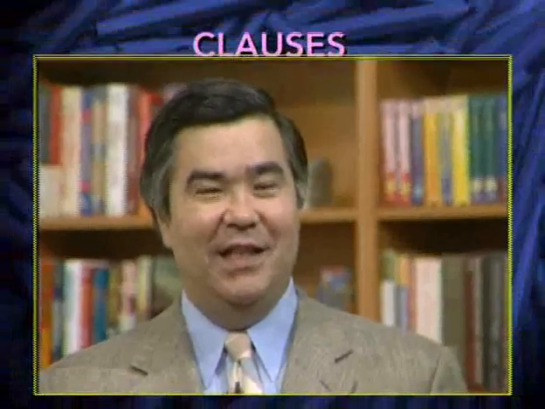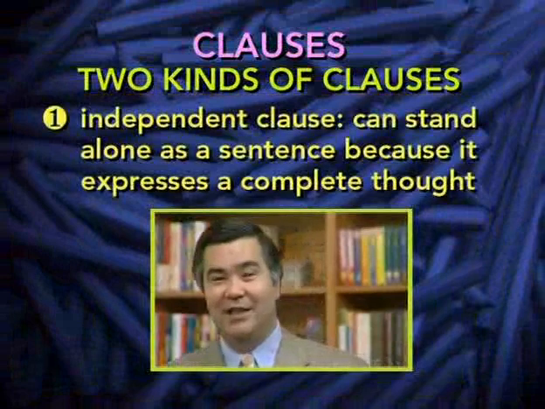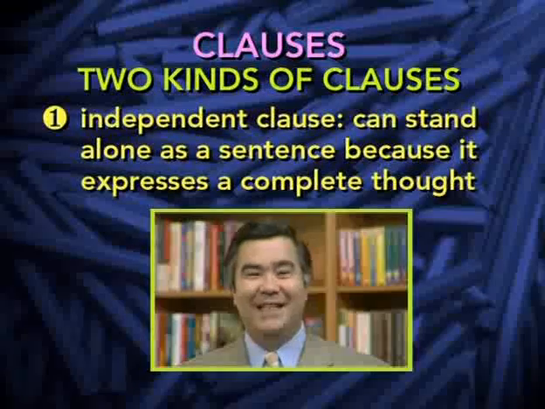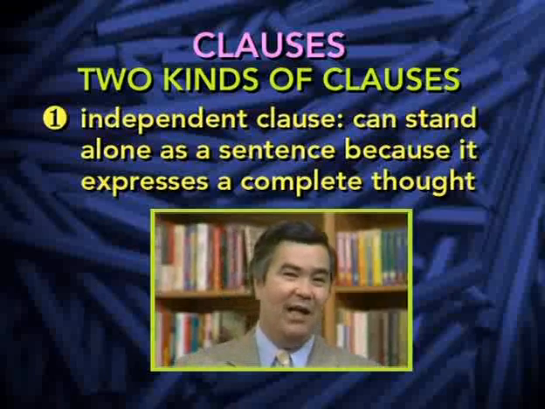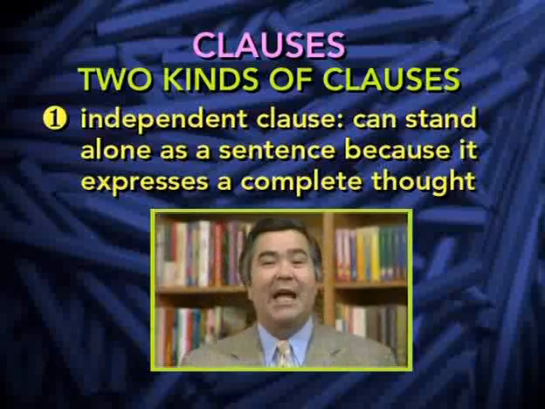But it's important to understand both kinds of clauses because larger and more complicated sentence structures may involve both kinds of clauses. Here's how it works. The first kind of clause is an independent clause. An independent clause is one that can stand alone as a sentence. Why? Because it expresses a complete thought. You know the word independent means able to stand on one's own. When the United States became independent from the country that founded it, England, the United States was able to stand on its own, and an independent clause can stand on its own as a sentence.